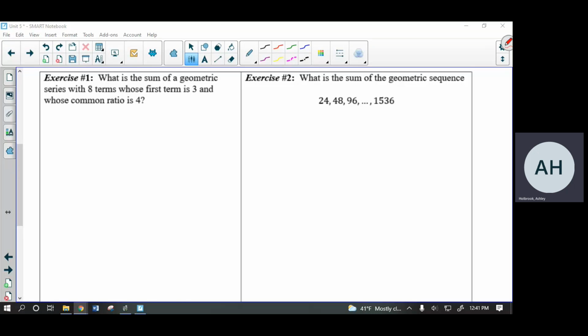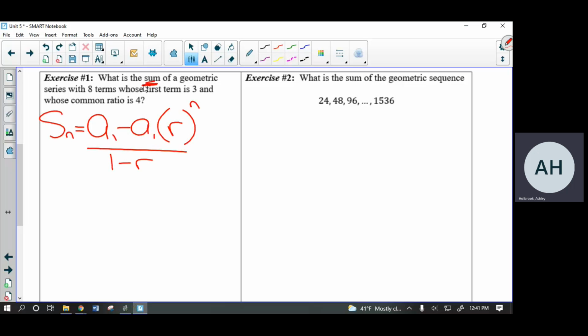It says, what is the sum? Right away, when I see the word sum, I know it's a series formula of some kind. This one says of a geometric series. There's the hint. It's a geometric series formula, so I write the geometric series formula. Sn equals A1 minus A1 times R to the n over 1 minus R.